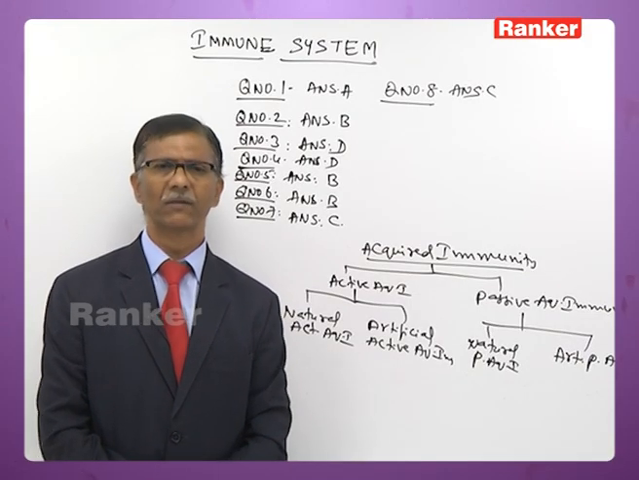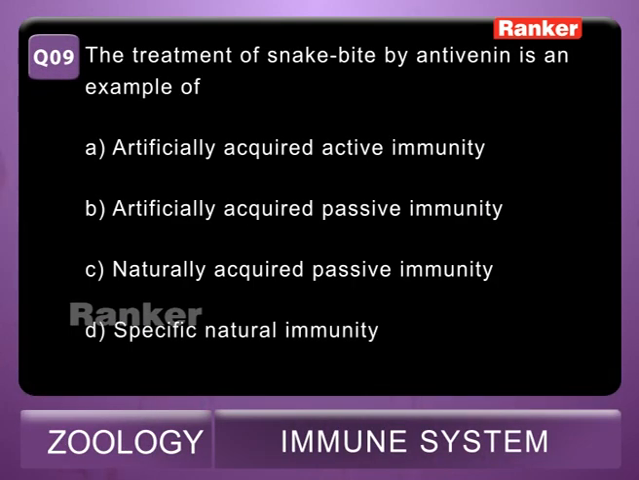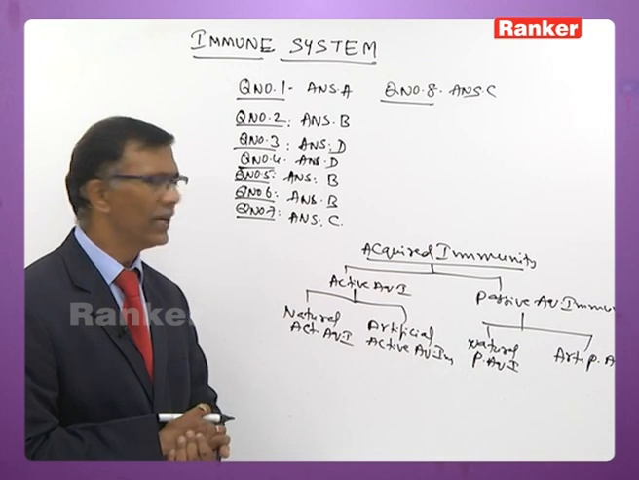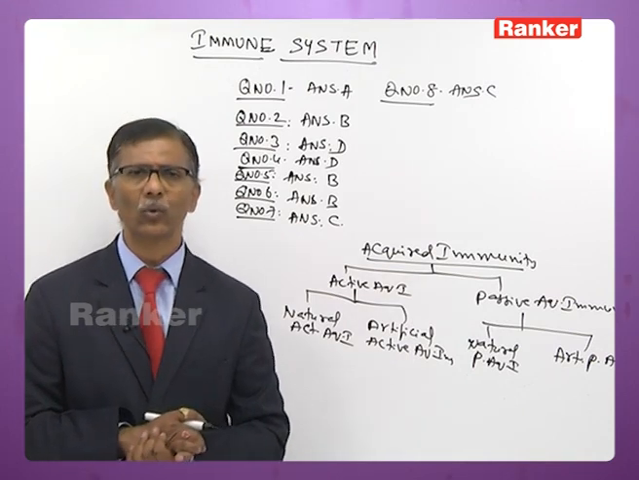Ninth question, I shall read out the question for you. The treatment of snake bite by antivenom is an example of: A, artificial acquired active immunity; B, artificial acquired passive immunity; C, natural acquired passive immunity; D, specific natural immunity. Now the immunity in human beings is divided into two types.